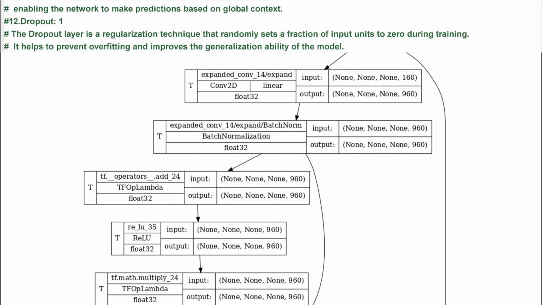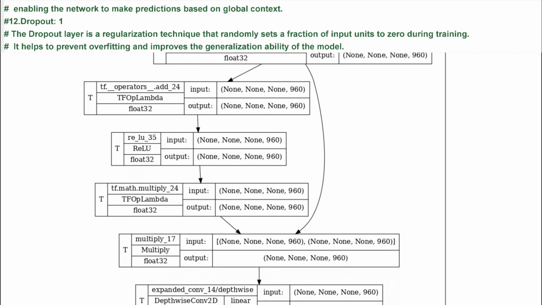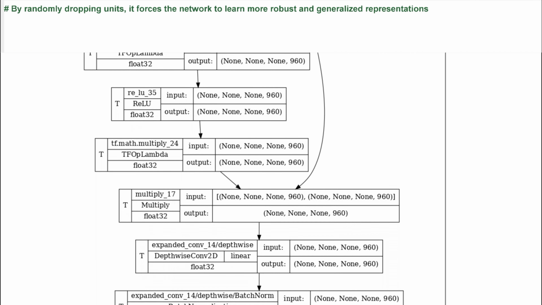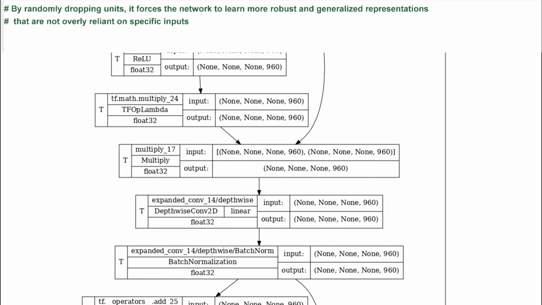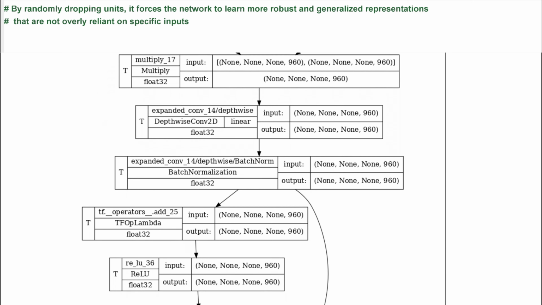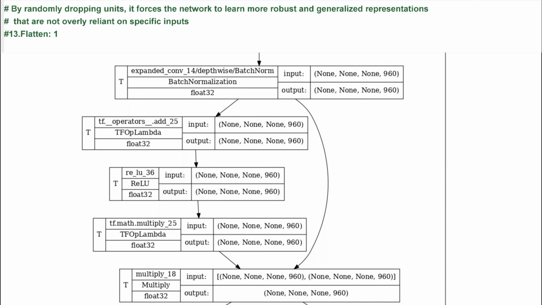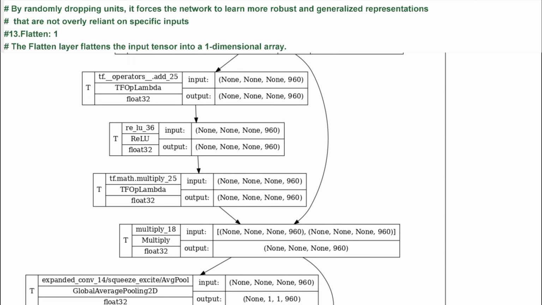12. Dropout, 1. The dropout layer is a regularization technique that randomly sets a fraction of input units to 0 during training. It helps to prevent overfitting and improves the generalization ability of the model. By randomly dropping units, it forces the network to learn more robust and generalized representations that are not overly reliant on specific inputs.